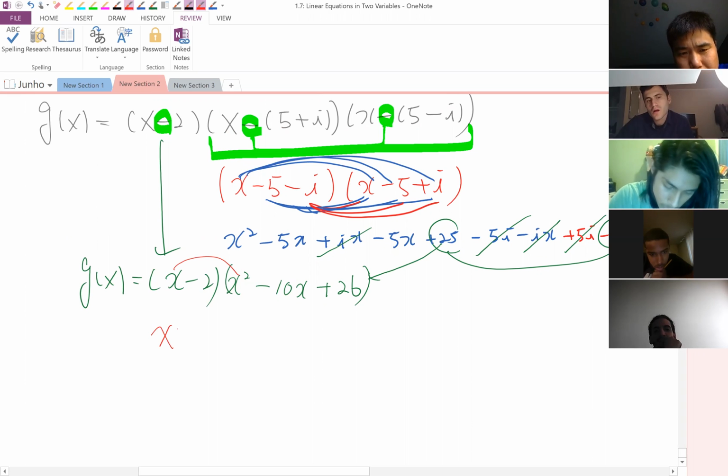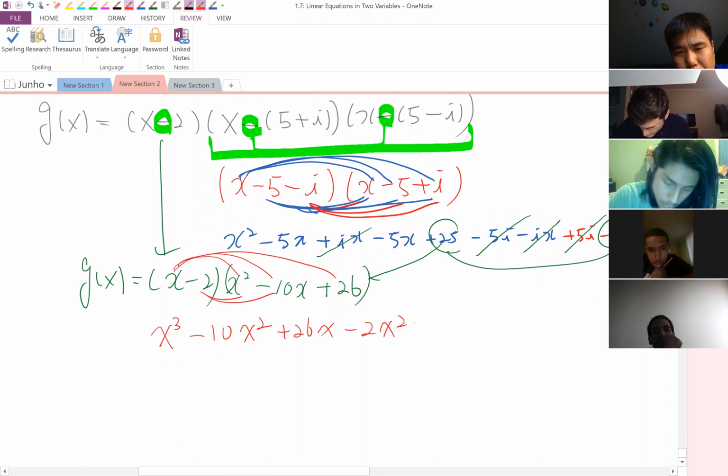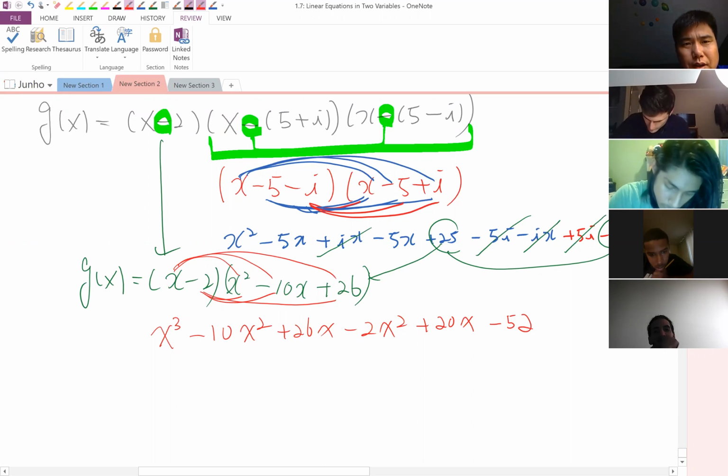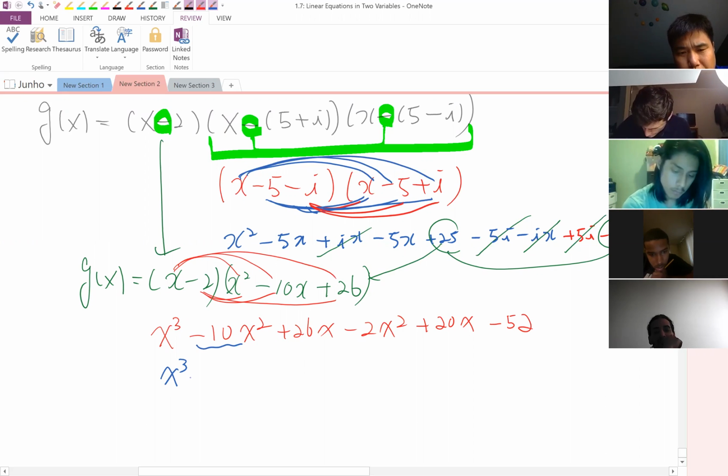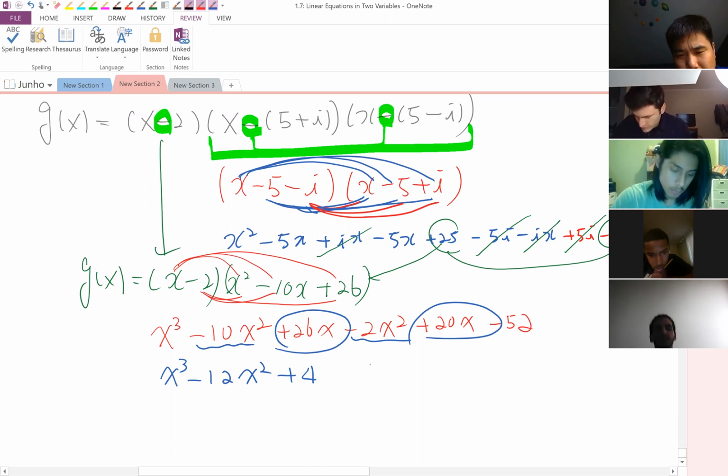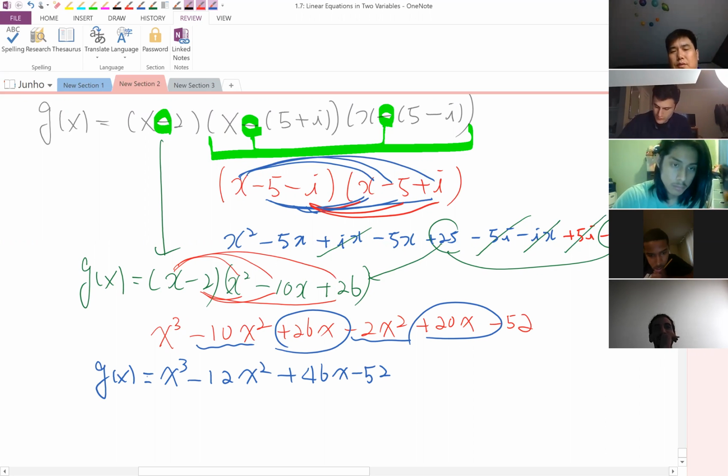So x cubed minus 10x squared plus 26x minus 2x squared plus 20x minus 52. Okay, simplify, then x cubed minus 12x squared plus 46x minus 52. That will be our function.